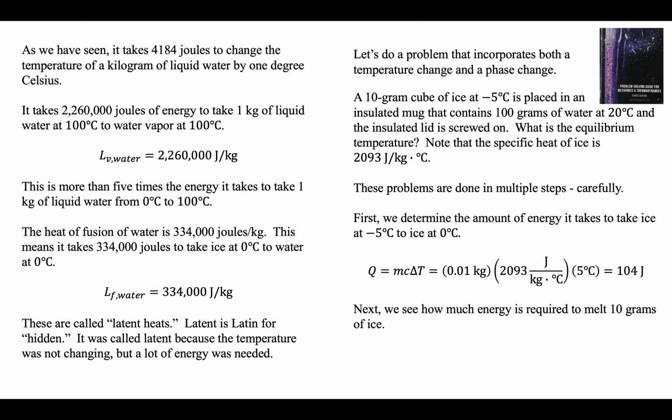Next, we're going to see how much energy it takes to melt 10 grams of ice. Maybe there's not enough in this 100 grams of water at 20 degrees, but we're going to find out. So Q = mL, the mass times the latent heat of fusion. We have a 100th of a kilogram, so it's going to cost us 3,340 joules to take ice at 0 to water at 0.